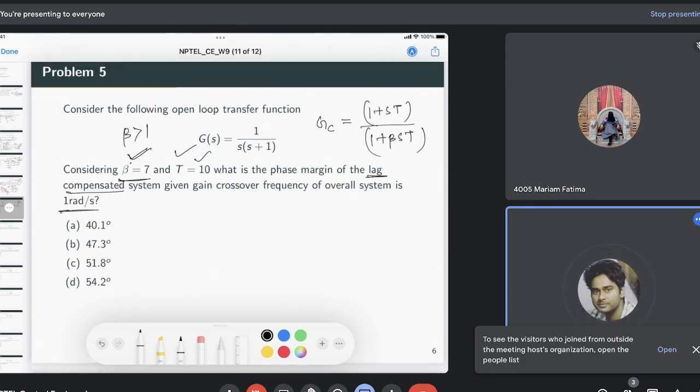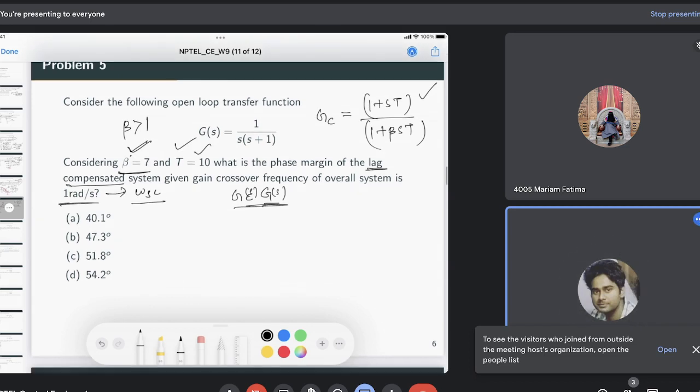To see that, we take this given gain crossover frequency, the new gain crossover frequency after adding this compensator, and we compute the phase angle of the whole system. What is the whole system? We have this Gc and the original transfer function. These are in cascade, so the product of these two transfer functions is the transfer function of the whole system after we have added a lag compensator.